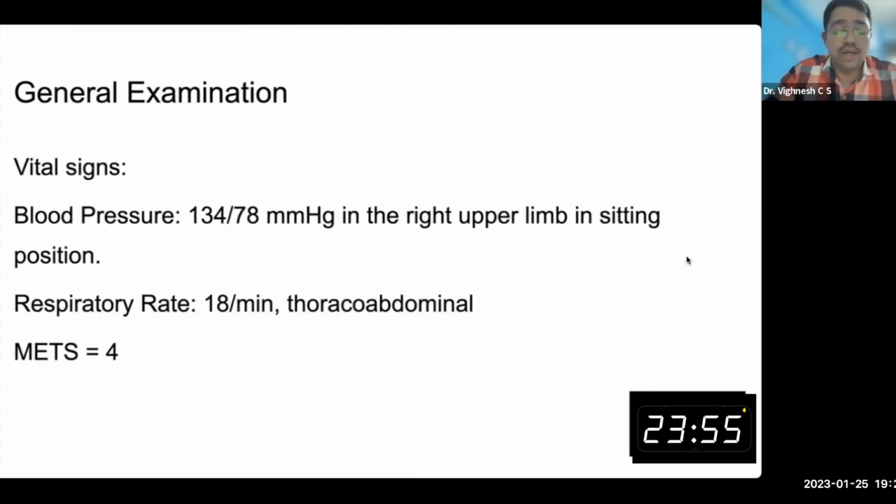Sir, other vital signs include blood pressure. In sitting position, blood pressure in the right upper limb was found to be 134 by 78 mmHg, sir. You are the patient. Who was sitting? You or the patient? The patient was sitting. Why did you make the patient sit up? Sir, she was sitting comfortably in a chair, and I examined the patient in the OPD, sir.